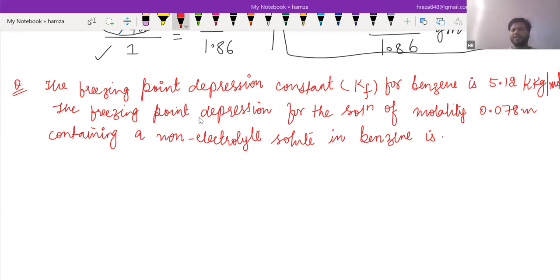We need to find the depression point, freezing point depression. That means we need to calculate the value of delta Tf.